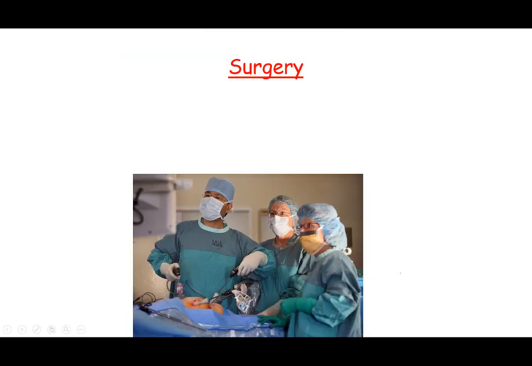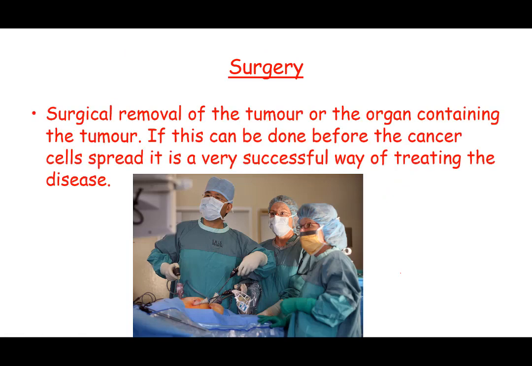So here's surgery. This is basically where they try to remove the tumour or the entire organ containing the tumour. Now, that's generally only if you can live without that organ or you can get a transplant. So if this can be done before the cancer cells spread, it's a very successful way of treating the disease.